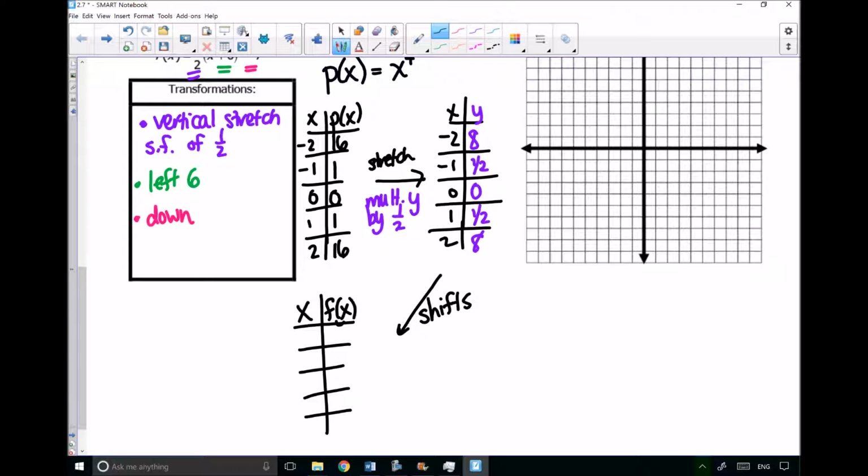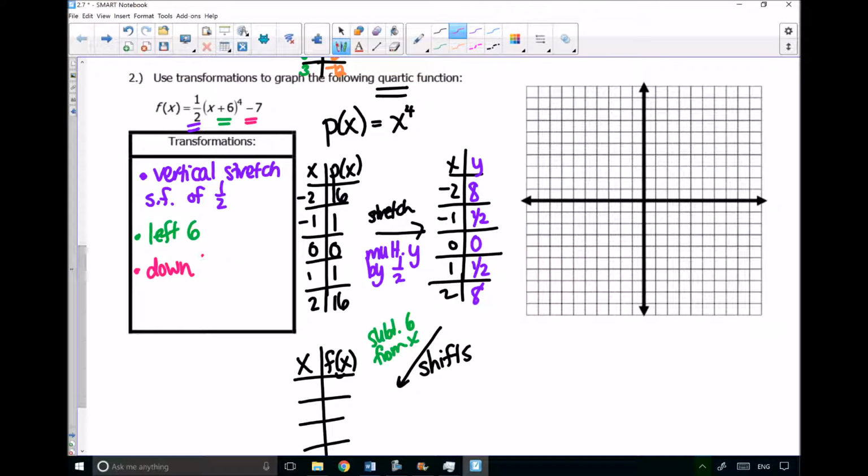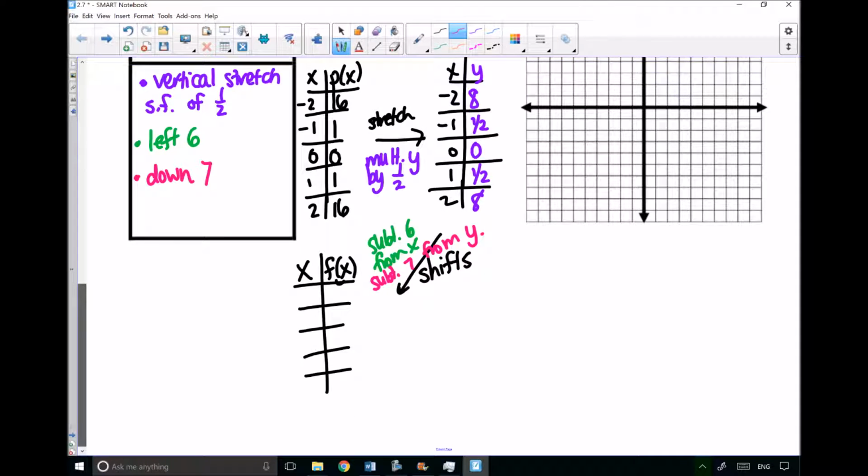So I'm going to call this f of x right here. And if it went left 6, that means that I have to subtract 6 from x. And then if it went down, I forgot to write down how much it went down by. If it went down by 7, I'm going to subtract 7 from y. Okay, so let's figure out what these values here are going to be.